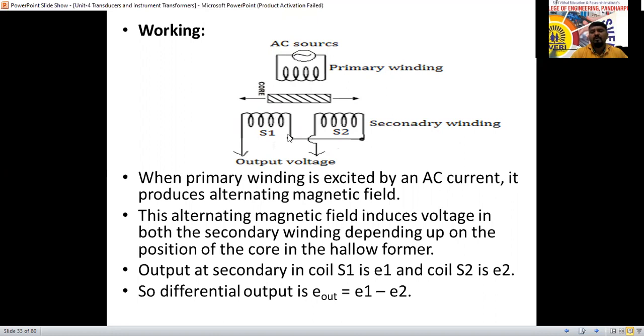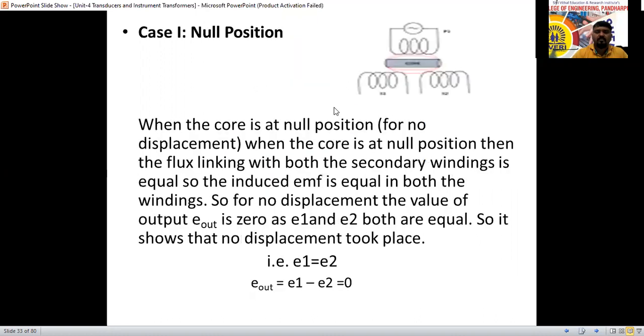Based on the displacement of this core, we have described three cases. One is the normal position, and then when I push this core to the right side and left side, based on that, it has three cases. All three cases we are going to discuss here. That is case 1, the null position.